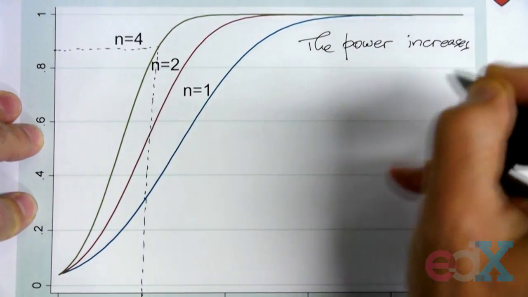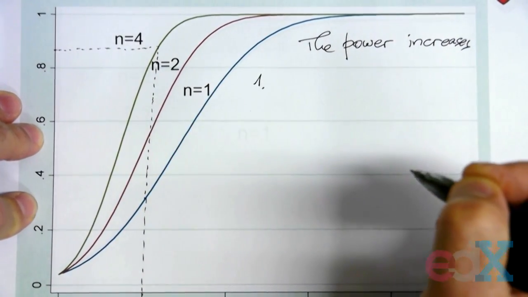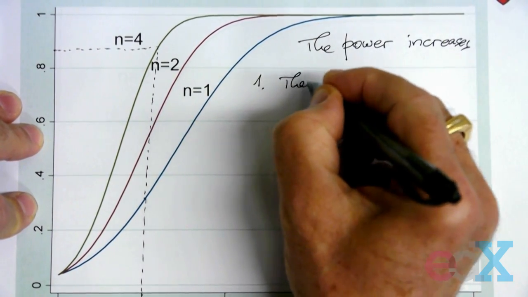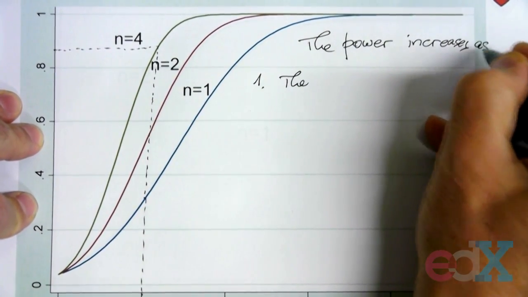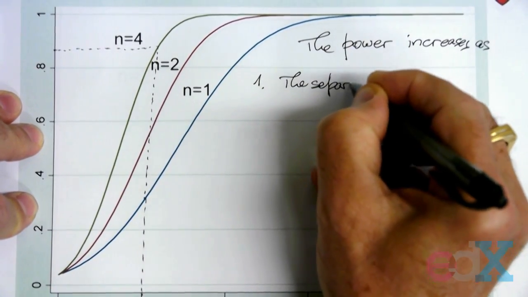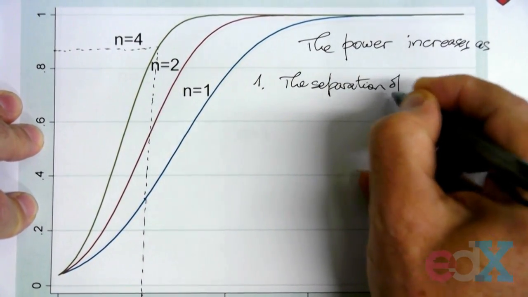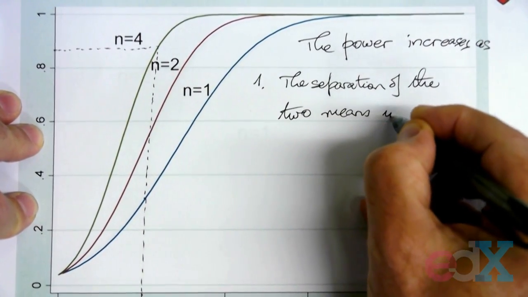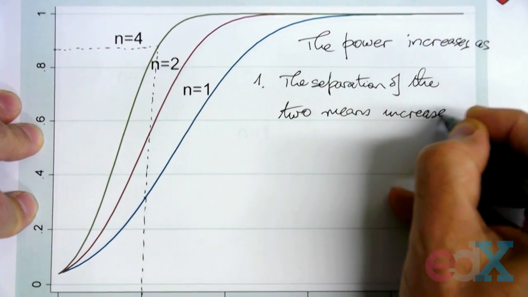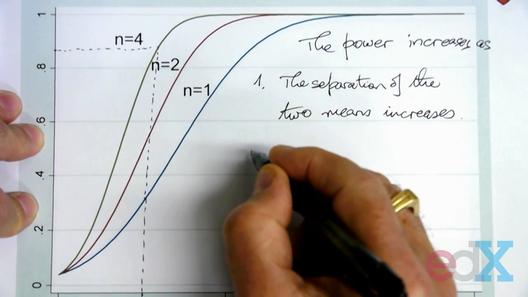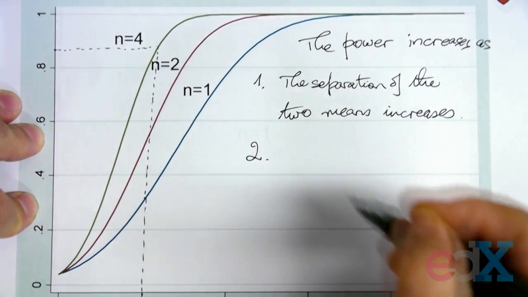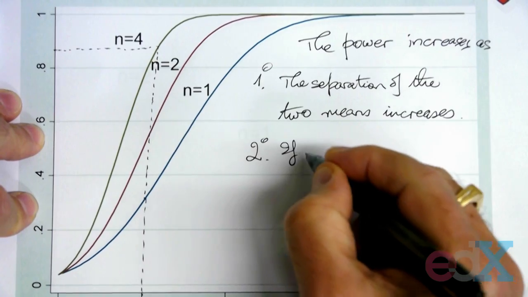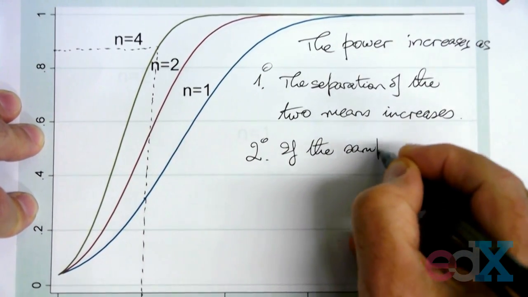Now, from before we had that the power increases as the separation of the two means increases, and now we've got a second reason why the power is increasing, and that is if the sample size increases.